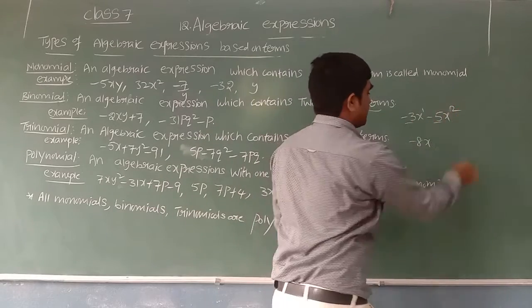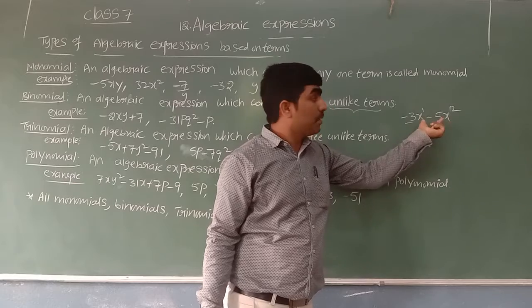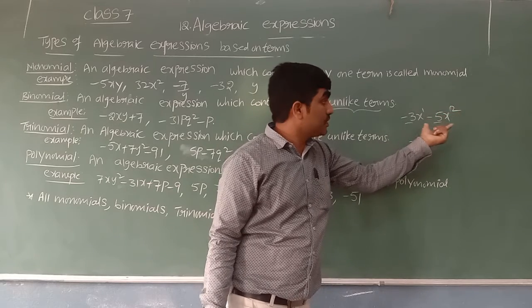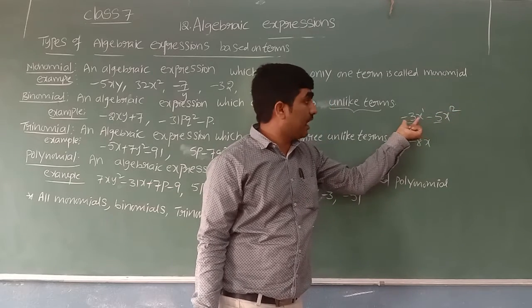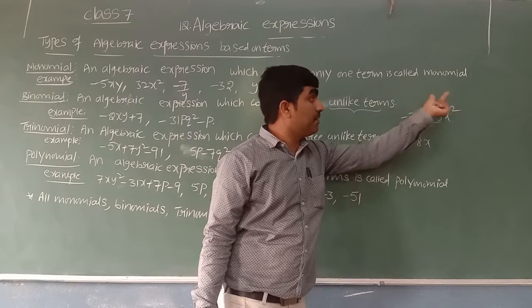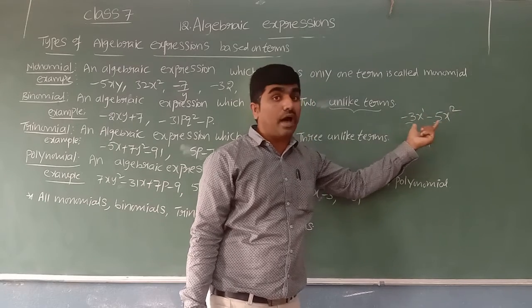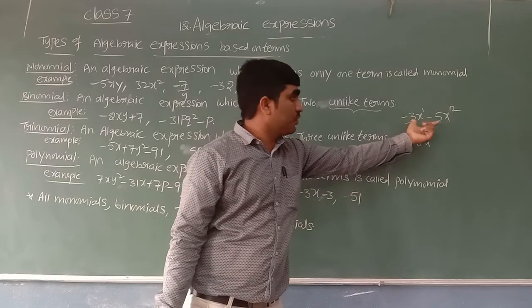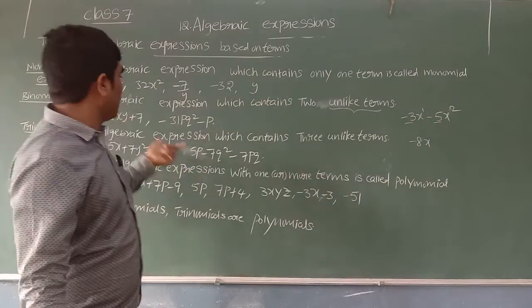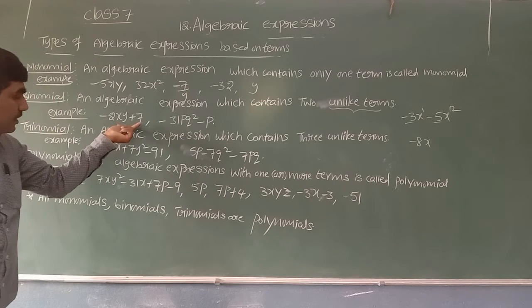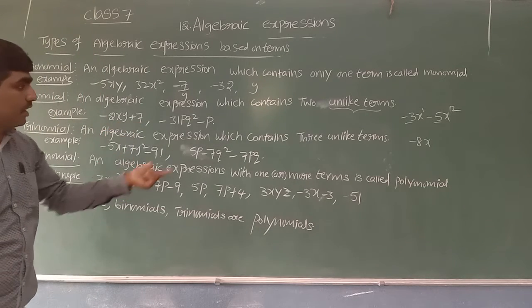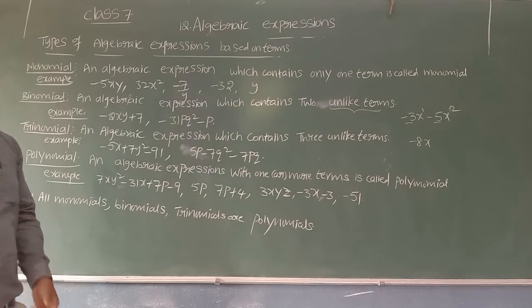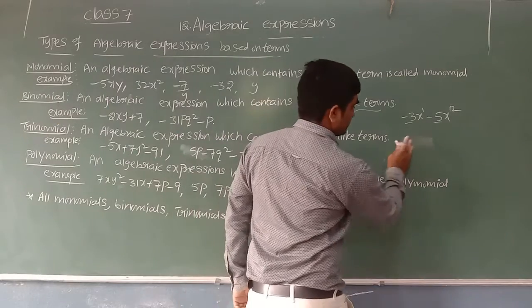Suppose I take it like this: same variables but same powers are not there. These two are unlike terms. They have the same variables, but the same powers are not there. So both are called unlike terms. These unlike terms we can't simplify further. So these two are called a binomial. Here you can see both are unlike terms. Two unlike terms, binomial. Hope it is clear to everyone.